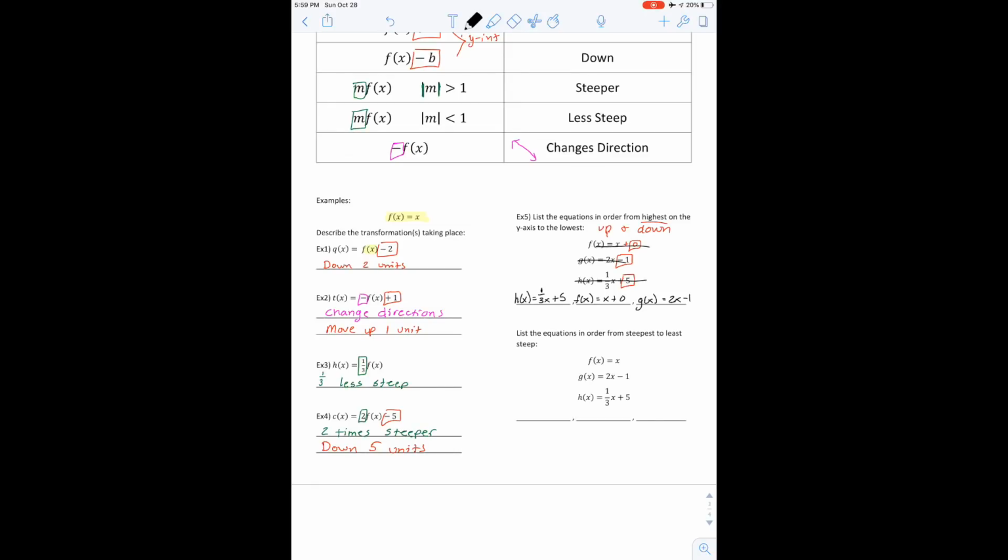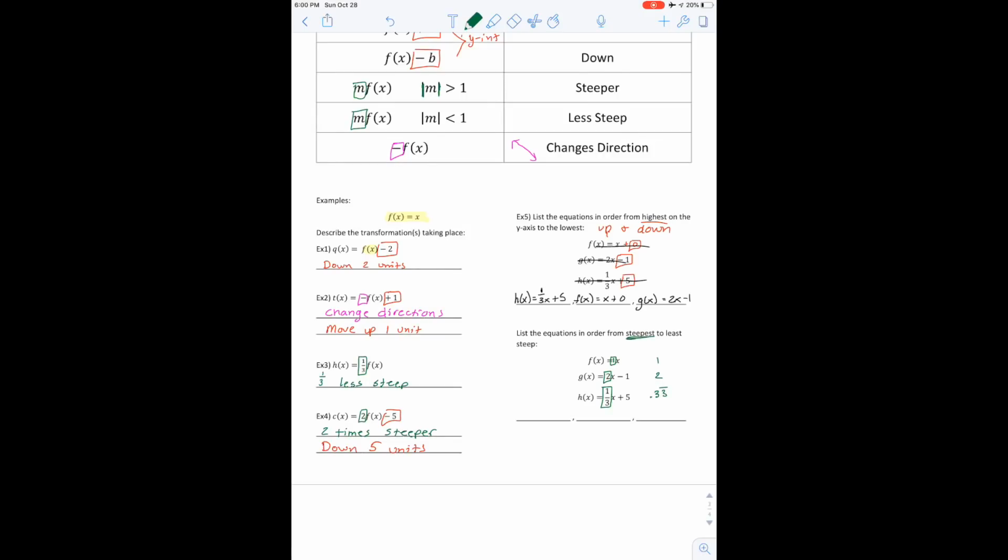And then finally, we're going to list the equations in order from steepest to least steep. So the steepest would be like if you were going up a hill, this one is going to be going up at the fastest rate. So if we're looking at steepness, we want to look at the slope. So let's look here. The slope of this first one is 1. The next one, the number in front of x is 2. And then on h of x, the slope is 1/3. When I have a fraction, I always like to figure out what that is as a decimal. So if I type in 1 divided by 3, I see that that is really 0.3 repeating. So I have a slope of 1, 2, and 0.3 repeating.